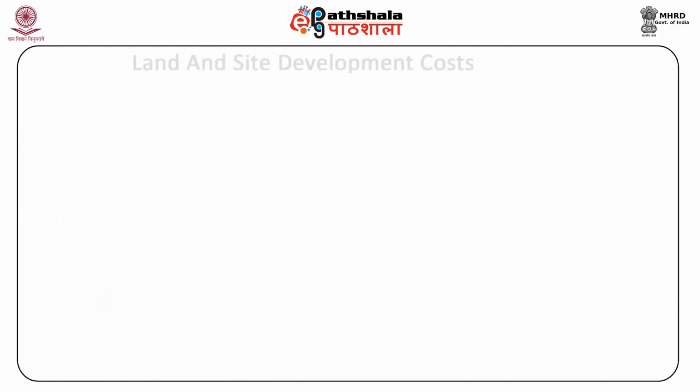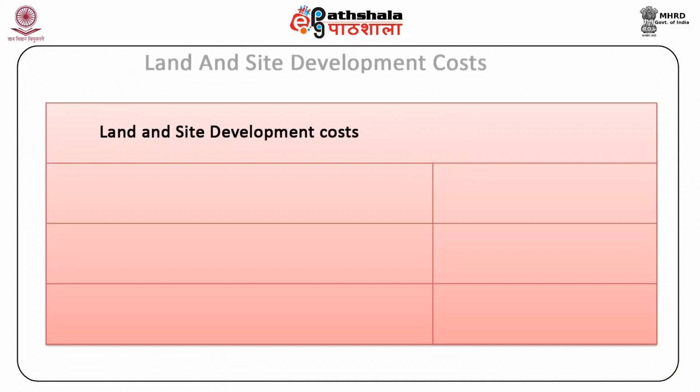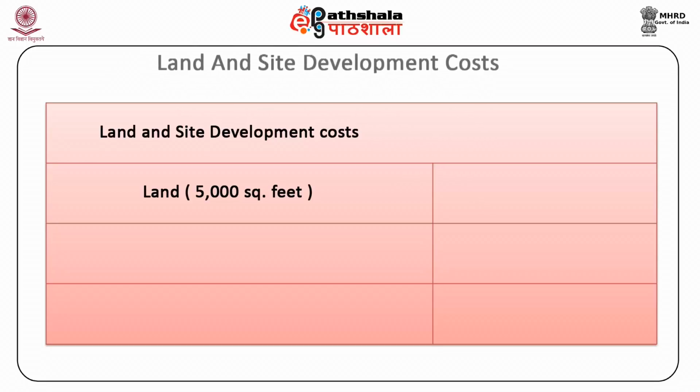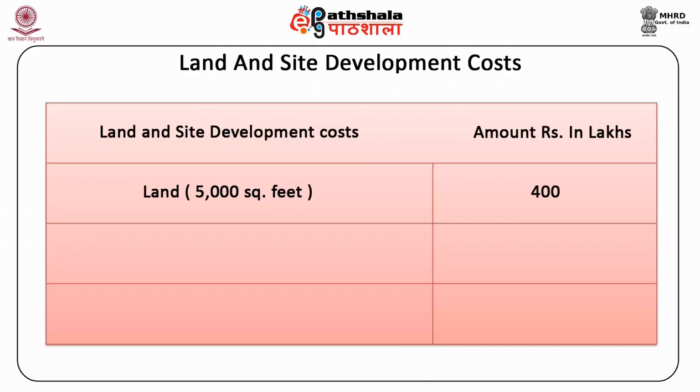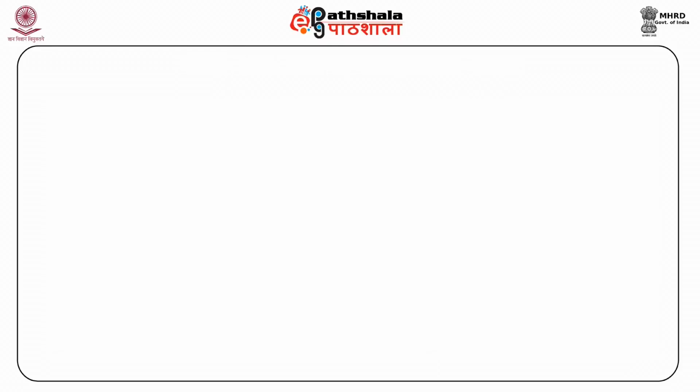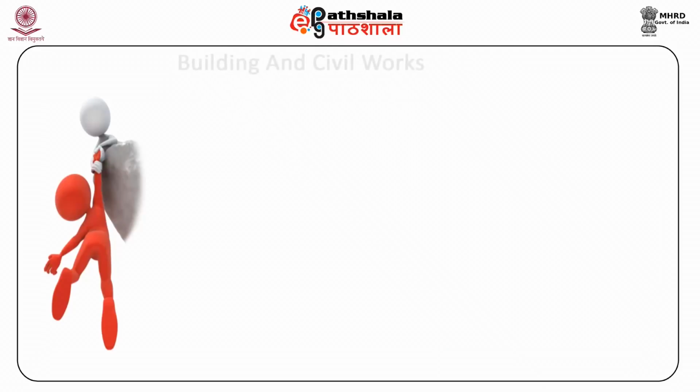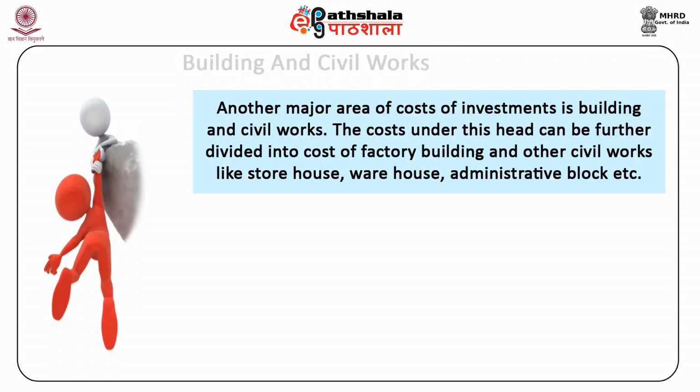Let us take an example where the land required for the project is 5,000 square feet costing rupees 400 lakhs and would require another rupees 200 lakhs for development of the site. The total of land and site development cost can be exhibited as shown in the following table. Table 1. Example of land and site development cost. Building and civil works. Another major area of cost of investments is building and civil works.